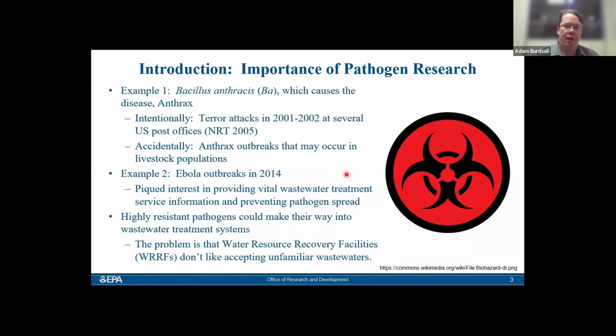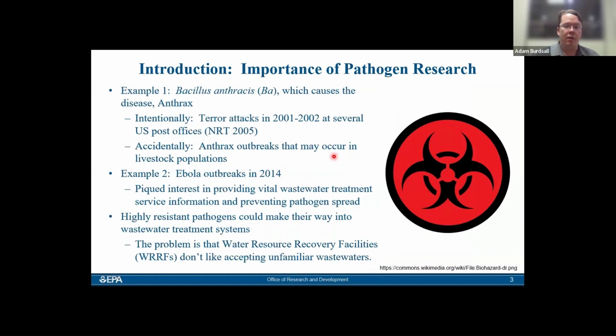What we're honing in on today is pathogens, and we've had a few incidents in recent memory that highlight the importance of pathogen research in wastewater systems. In 2001, we had the Amerithrax incidents where Bacillus anthracis spores, or BA for short, were sent to several US post offices and presented quite a problem for cleanup and disposal.